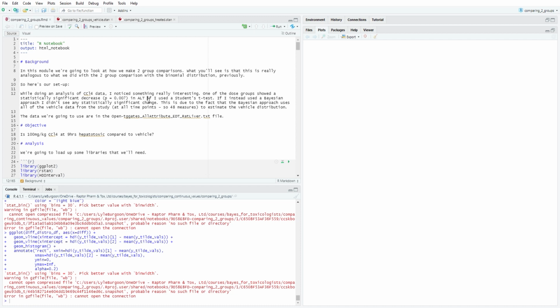So what inspired this example was I was reading a paper and somebody performed a frequentist test, a Student's t-test actually, of this particular data we're going to look at, and they said this is significant. They saw this significant difference in the high-dose carbon tetrachloride, 100 mg per kg at 9 hours, and their argument was, well, because the treatment level is lower than the vehicle, this carbon tetrachloride is actually hepatoprotective.